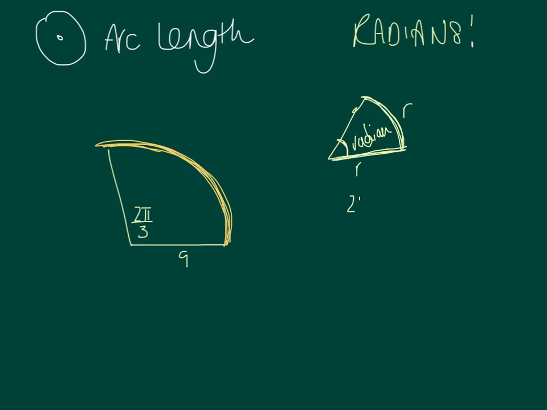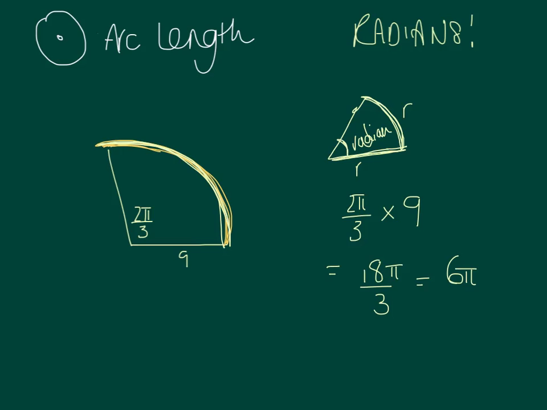Okay, so if I tell you I've got 2 thirds of pi radians, all I need to do to find out that length is to multiply it by the radius, because I've got 2 pi over 3 lots of the radius. That's what I'm trying to traverse, that distance there. So that is 18 pi over 3, which is 6 pi.